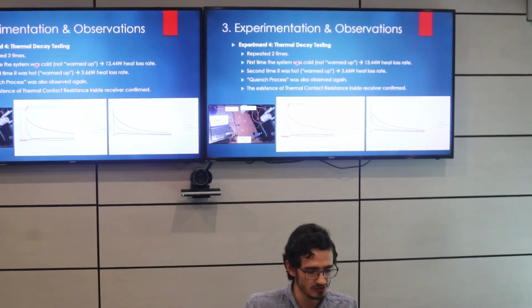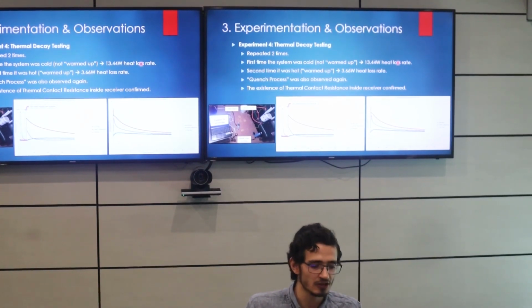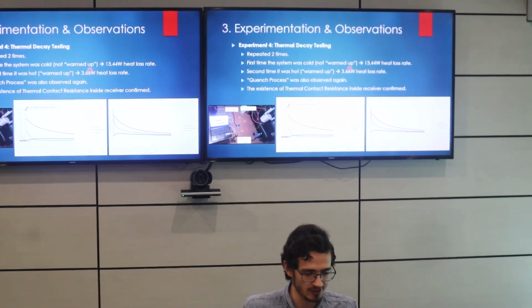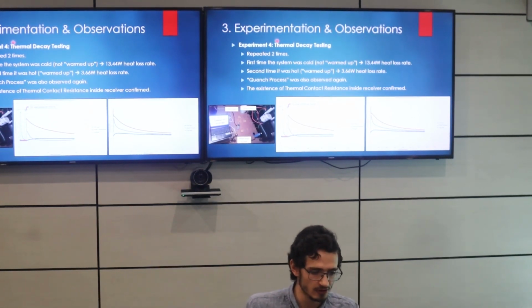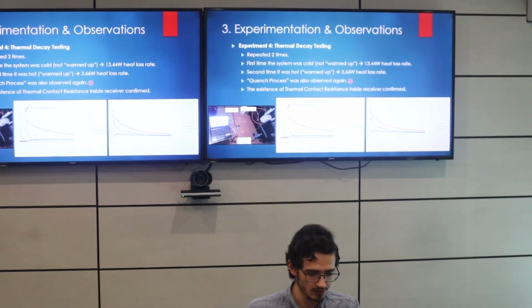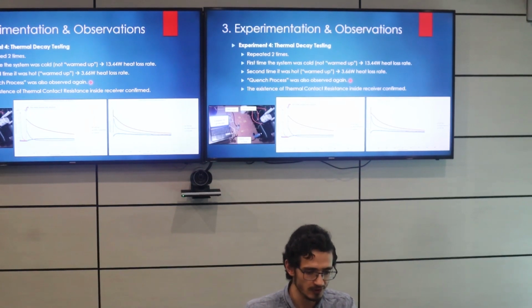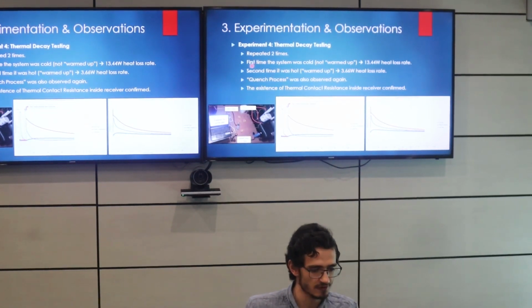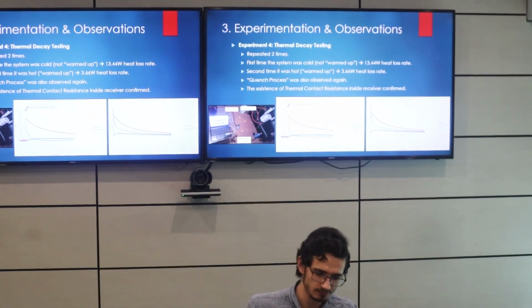The first time the system was still cold, or not warmed up, and as such saw an abnormal heat loss rate not matching with experiment 3. However, the second time it was now warmed up and saw a much more reasonable heat loss rate matching with experiment 3. During this, the quench process was again observed, and this led to this being the third time seeing it, and as such not being a fluke but rather an inherent part of the receiver. From this then, the existence of the thermal contact resistance in the receiver was confirmed.